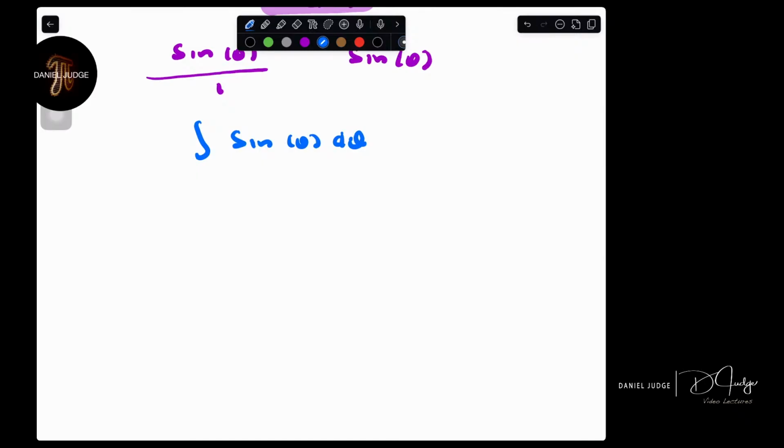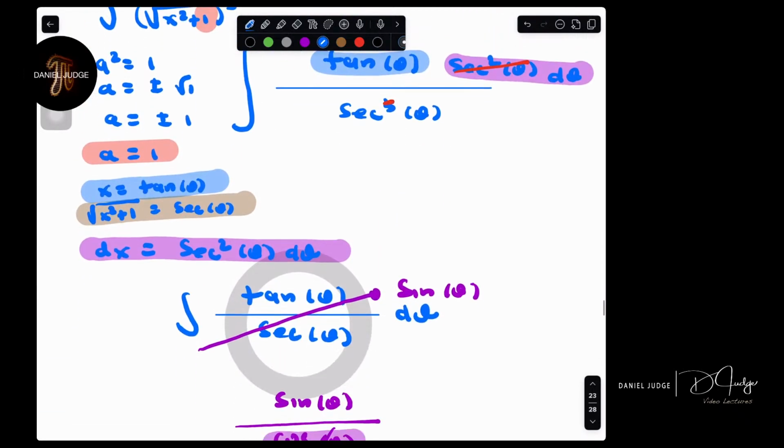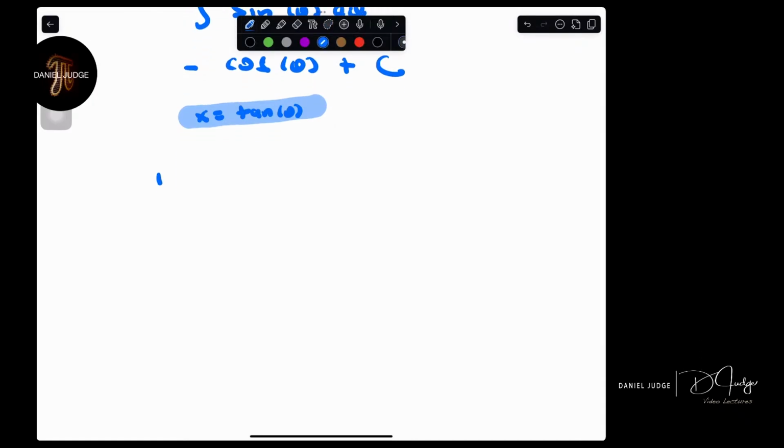So this is minus cosine plus c. Going back to calculus 1, the derivative of cosine is minus sine, so it's going to be a minus cosine. All right, go back over here to the fact that x is now tangent theta. So we're going to use that x being tangent theta because we can also write that as a ratio, that tangent theta is x divided by 1.